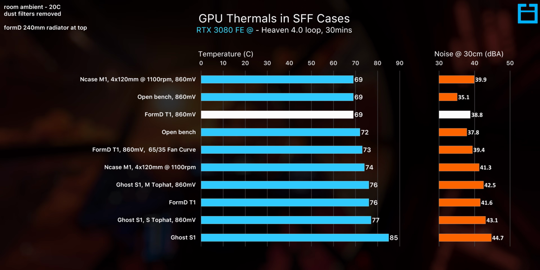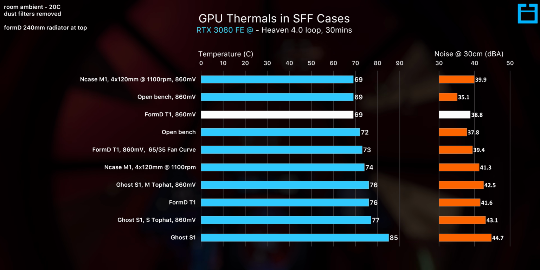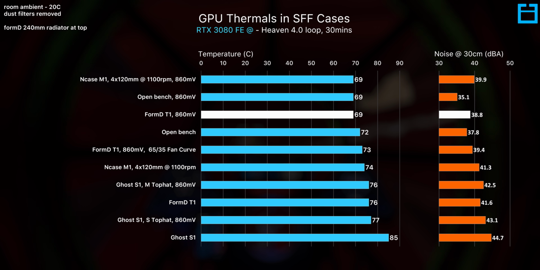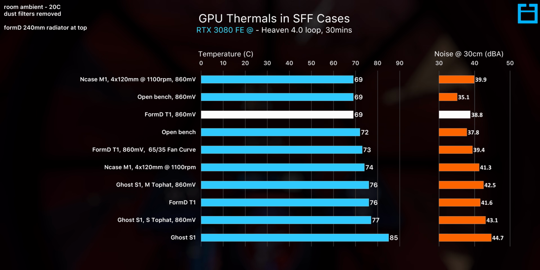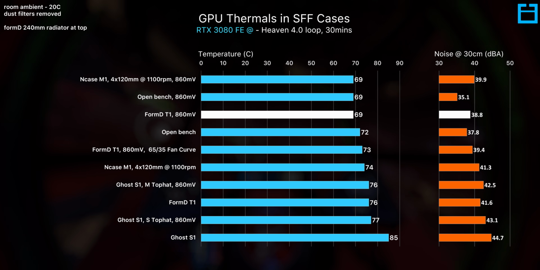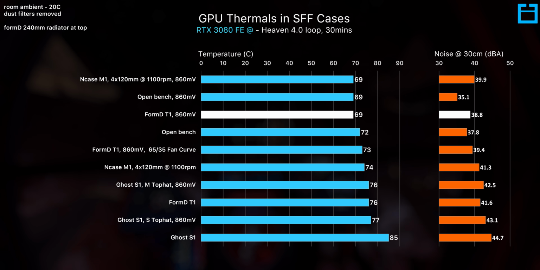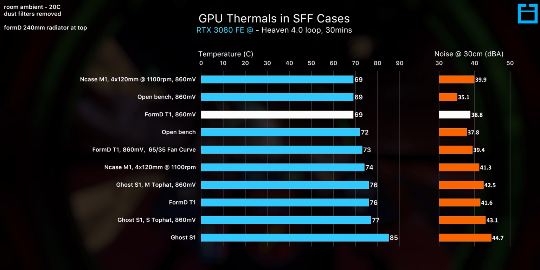By undervolting the RTX 3080 to 860 millivolts, again, leaving the boost frequency alone at 1860 megahertz, so there's no real performance impact, we drop a further 7 degrees C. That puts us right in line with the Encase M1 and an open test bench while also undervolted. The T1 also manages to run slightly quieter than the M1 here due to less total fans.